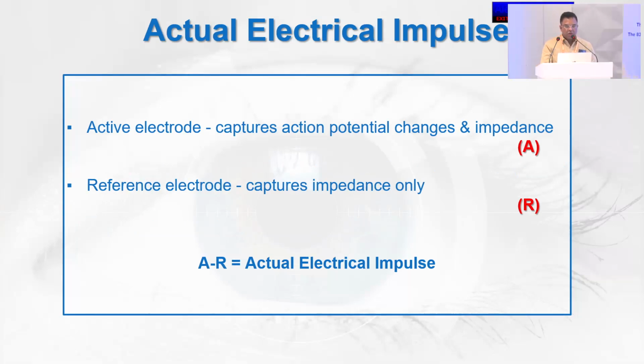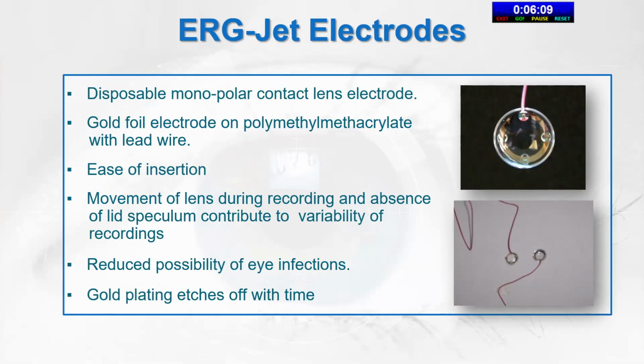Now, understanding what actual electrical impulse is captured. So there are two letters, A and R. The A represents the action potential that is captured by the active electrode, which consists of both the actual action potential and the impedance. The R constitutes the impedance that is captured by the reference electrode. Now, if we subtract, then we get the actual electrical impulse.